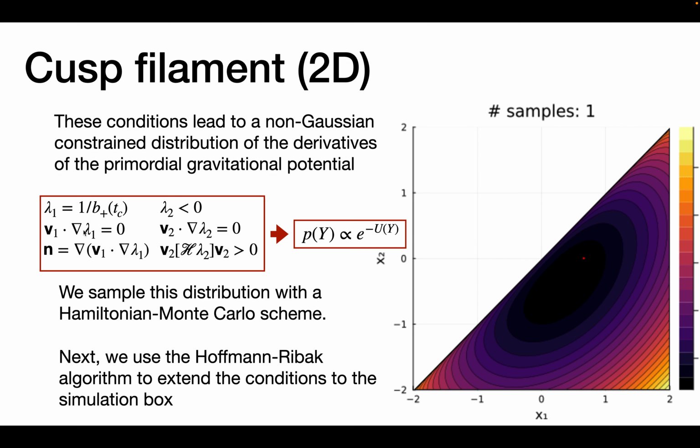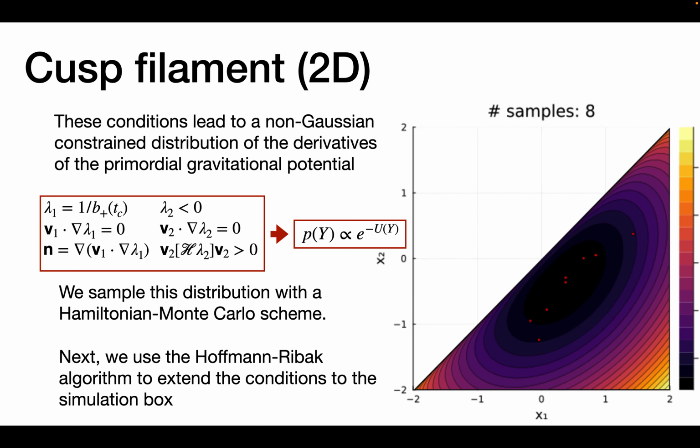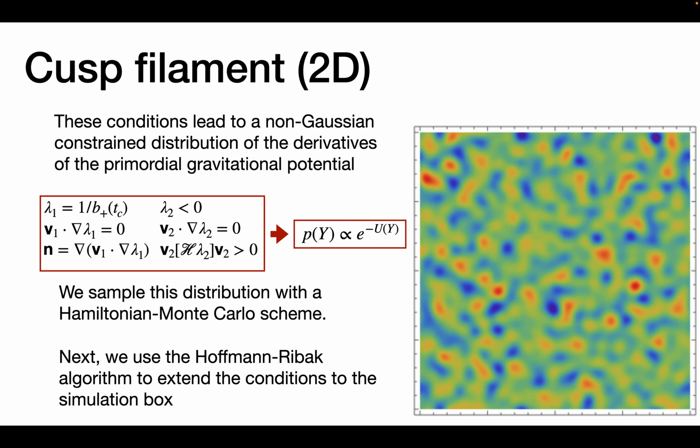Now, starting from this distribution, we can sample it using a Hamiltonian Monte Carlo scheme. So here on the right you see the red points, where every red point represents a sample of the derivatives of the gravitational potential subject to these caustic conditions. Once we have these derivatives, we can use the Hoffman-Ribak algorithm to extend the Gaussian random field to the complete box. And this is our non-linear constrained Gaussian random field theory sampling method, which we use in this work.